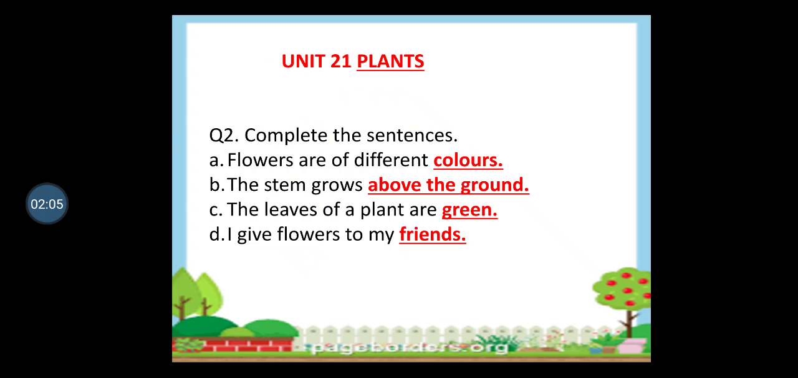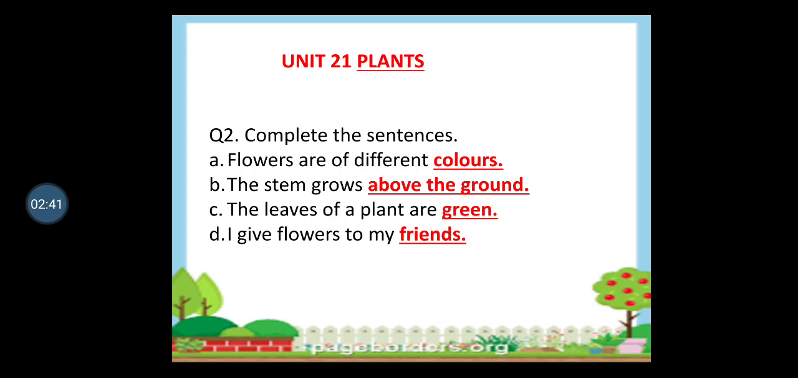And now question number 2, complete the sentences. A: Flowers are of different dash. Flowers are of different colors. Also learn the spelling of colors. C-O-L-O-U-R-S, colors. Flowers are of different colors.